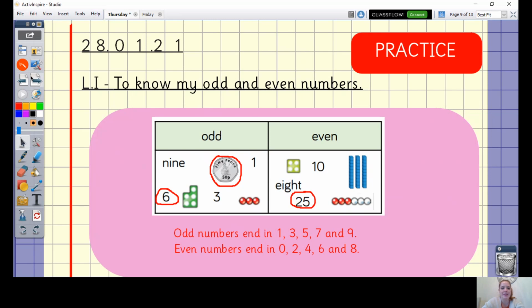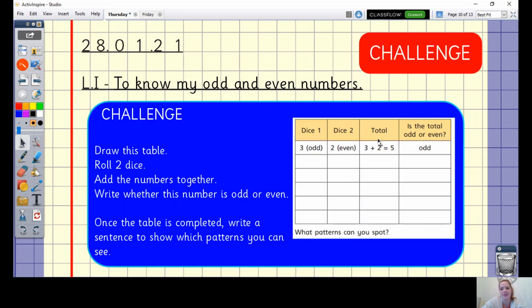Okay. So finally, for your challenge then, a bit of fun. I'd like you to draw this table out on your paper. And if you have dice available, then that would be great, because you'll need dice for this activity. Now, if you don't have dice, then don't worry. You can just choose your own numbers to add to your table. So if you do have dice, then you need to find 2 dice.